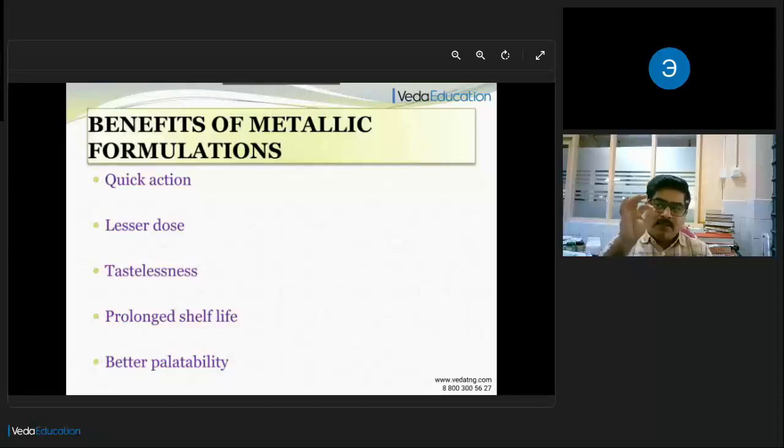So probably the first and foremost one is the quick action in comparison with the herbal drugs. We all know these kashayams, that means the decoctions, these powders, etc., are a little bit slower in action in many of the diseases.